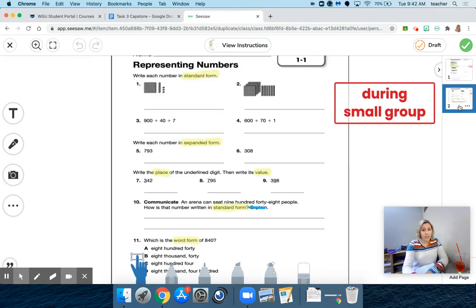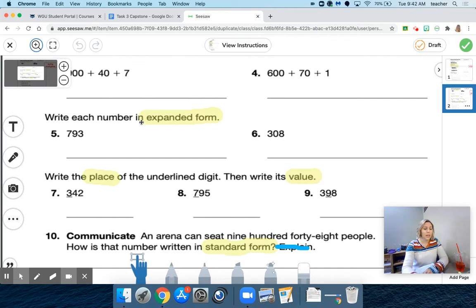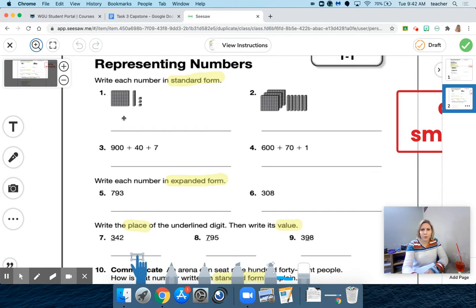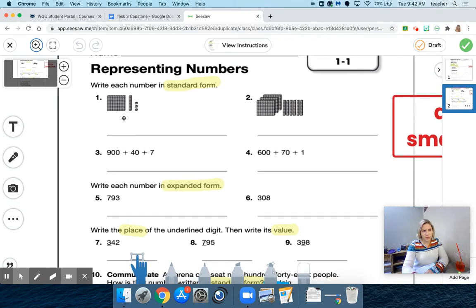Now, on this video, I'm going to show you how to do page 2, which is the practice that we will be doing together in small group. So in case you missed small group time, or if you just need a refresher on what to do for your homework, this is where you can watch this video.